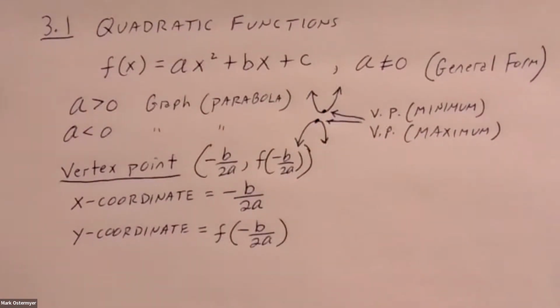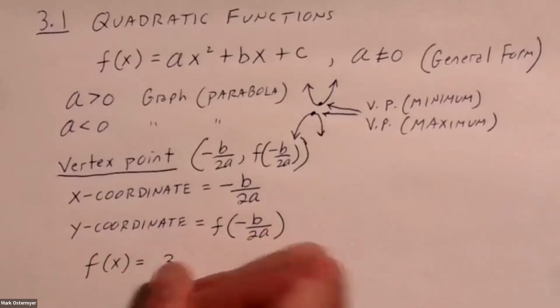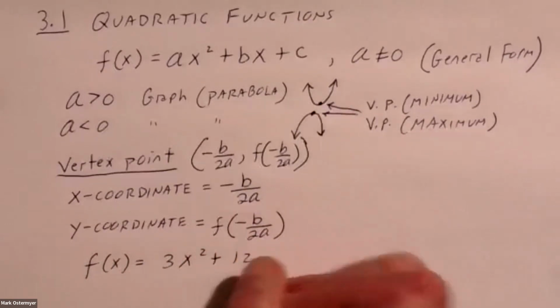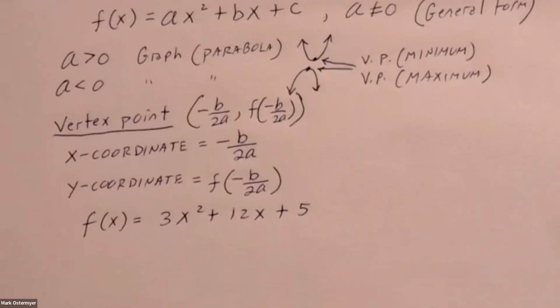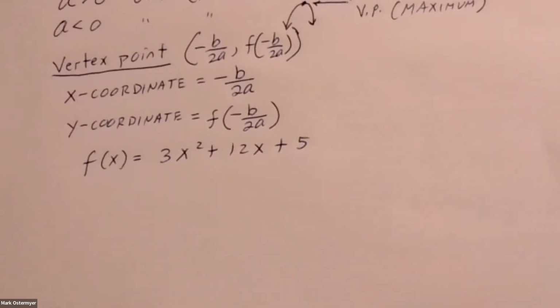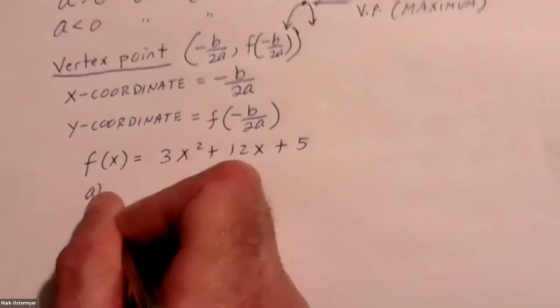All right, let's look at a specific example. Suppose that we have this quadratic function, f of x is equal to 3x squared plus 12x plus 5. This quadratic function happens to be in general form, and I'm going to ask several questions regarding it. The first thing I'm going to want to do is find the vertex point.